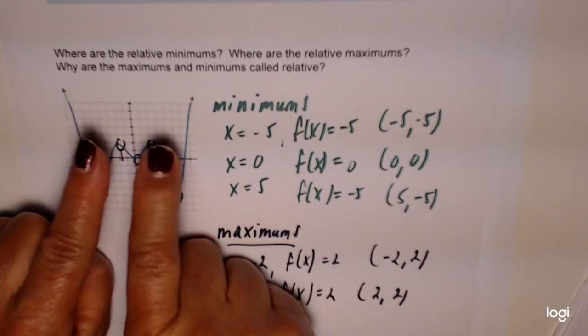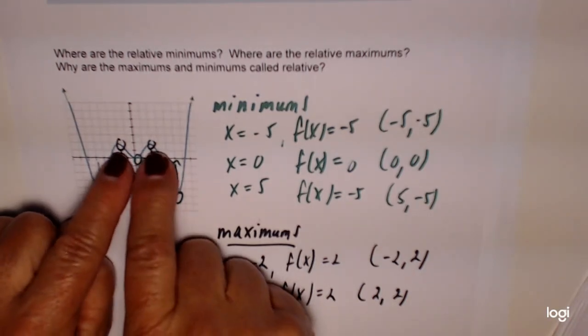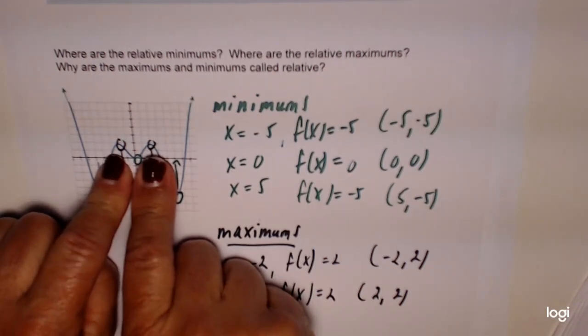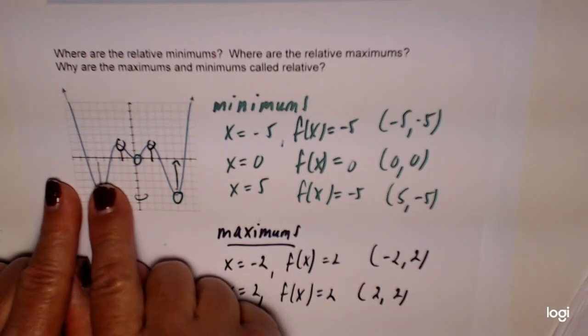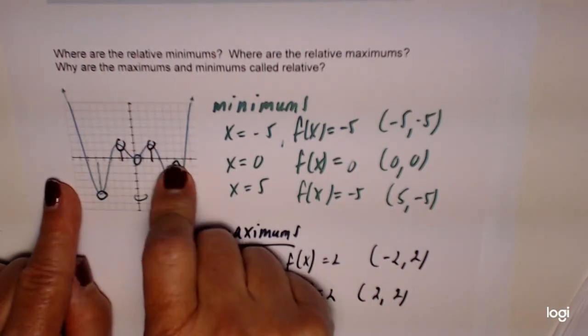So what that implies, as I said, is that these are not the absolute maximums, but it doesn't negate the fact that they are maximum points, maximum values for these particular areas of the graph.